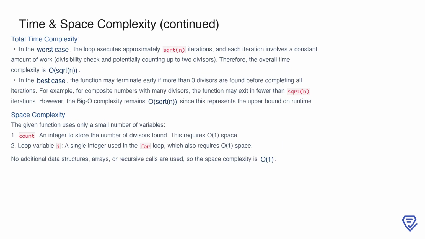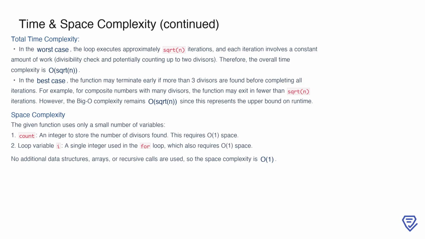Now, looking at the total time complexity, in the worst-case scenario, the loop executes approximately sqrt n iterations. Since each iteration performs a constant amount of work checking divisibility and potentially counting up to 2 divisors, the overall time complexity is O(sqrt n).